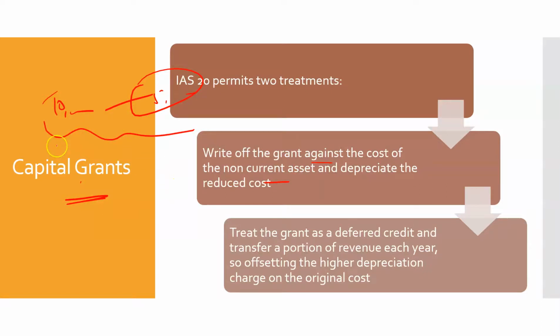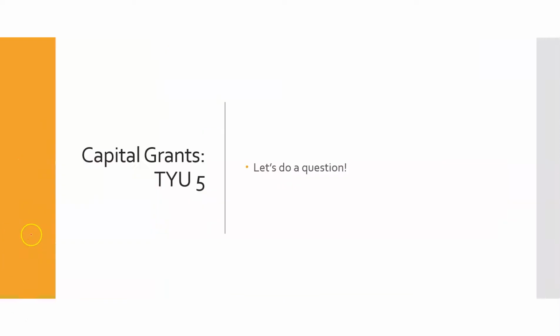Or, interestingly, keep them separate: depreciate your asset of 10 and also release the grant to match the depreciation as you're going down. So treat the grant as a deferred credit and transfer a portion to revenue, offsetting the high depreciation charged on the original cost of the asset.